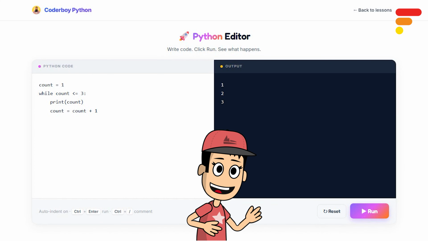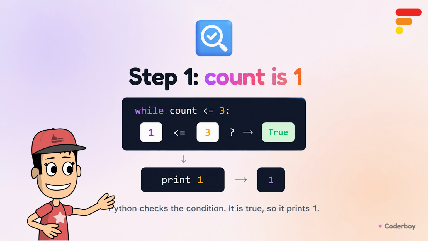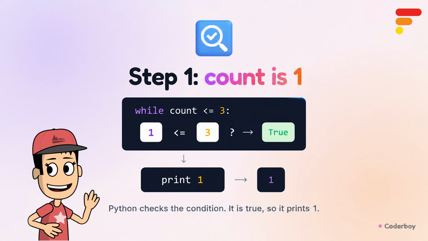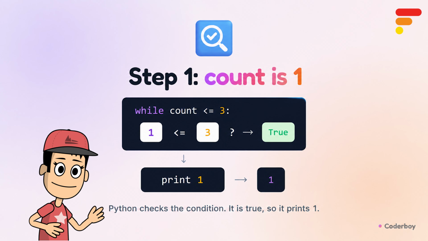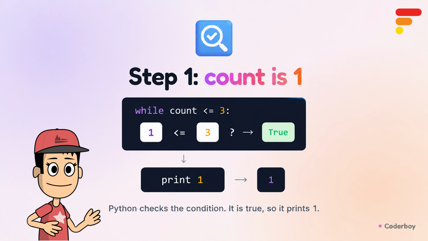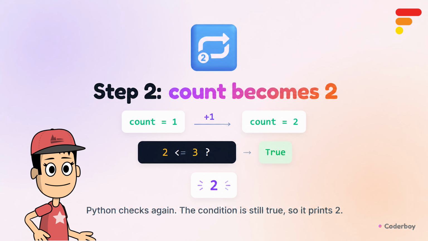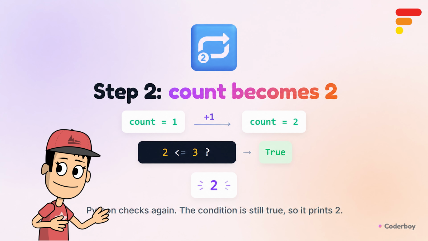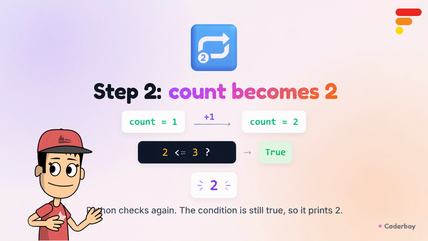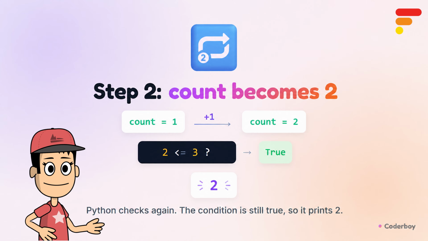Let's follow it step by step. At first, count is 1. Python checks, is 1 less than or equal to 3? Yes, it is, so it prints 1. Then count becomes 2 and Python checks again. Is 2 less than or equal to 3? Yes, it is, so it prints 2.